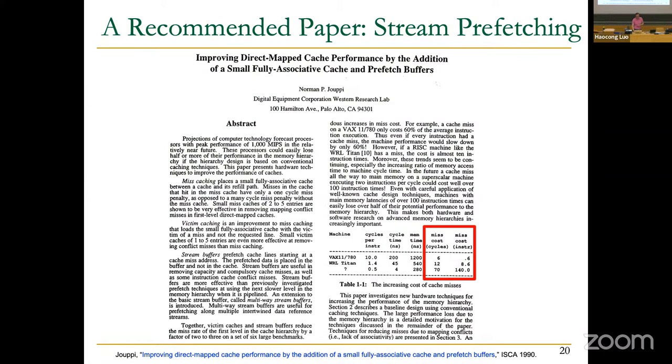And you can see this was written in 1990. This is a very influential paper, actually. And you can see that the miss cost at the time was 70 cycles. Today, we're at the order of 500, 600, 700 to main memory.